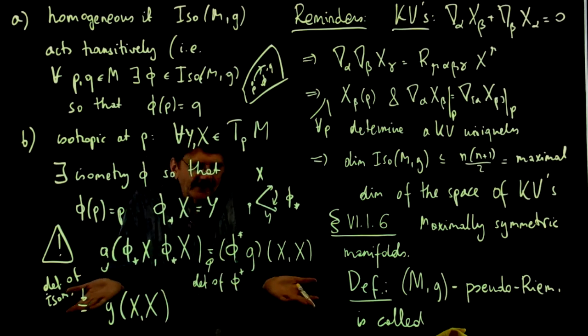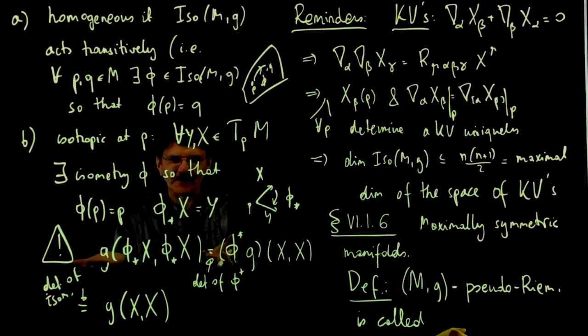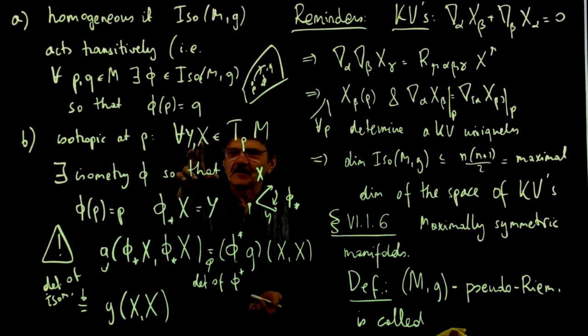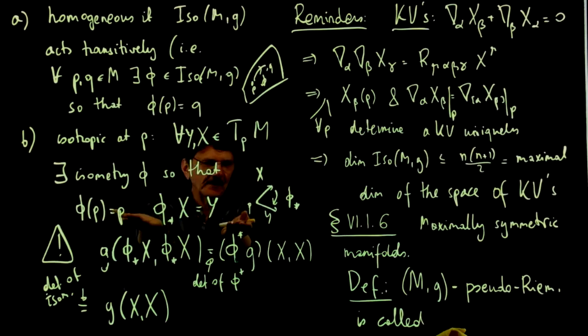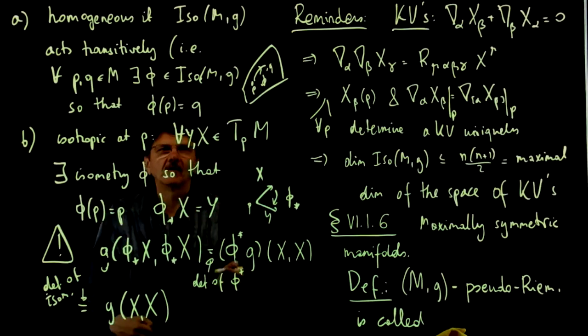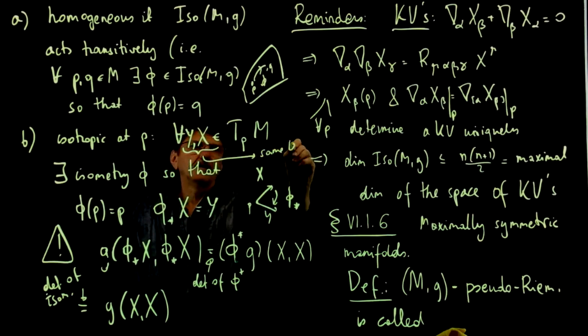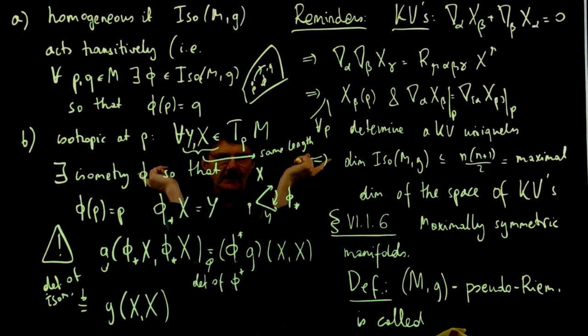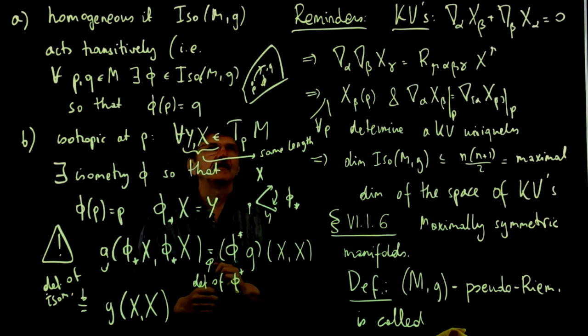So isometries preserve lengths, right? That's what it says. So if the vector x has length 25 and vector y has length 27, there's no way that this could be true. It cannot be true that if you take any two vectors on a tangent space, you can find an isometry which maps one into another, because isometries preserve lengths. So if they don't have the same length, no way. So here they should have the same length. So in this definition of isotropic at P, if you take two vectors of the same length, then there's a map which maps one into the other.